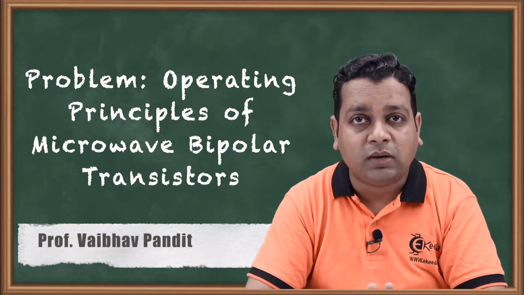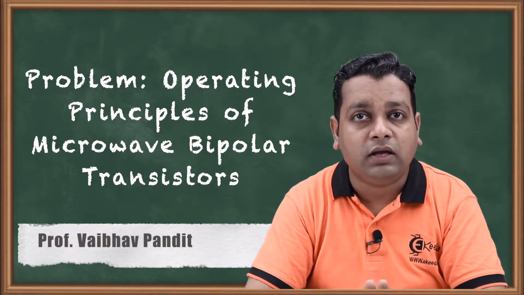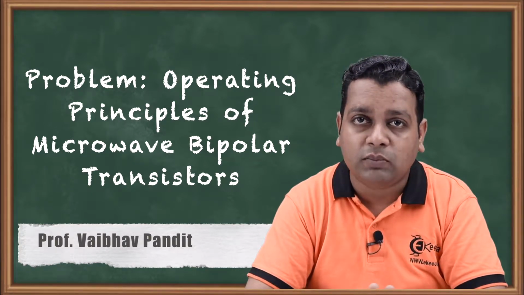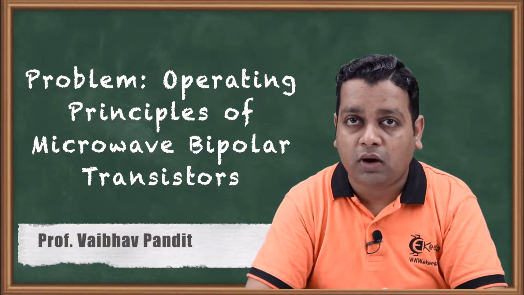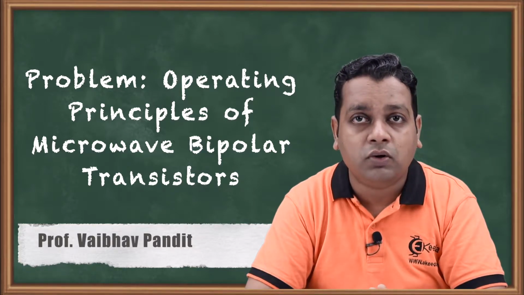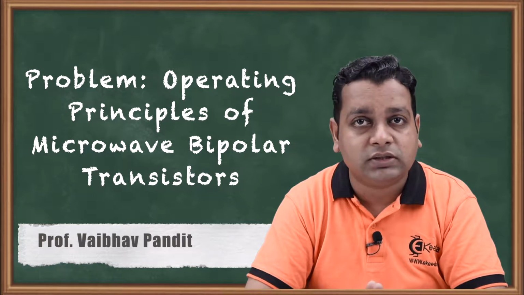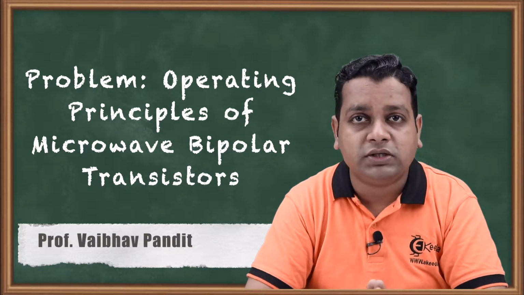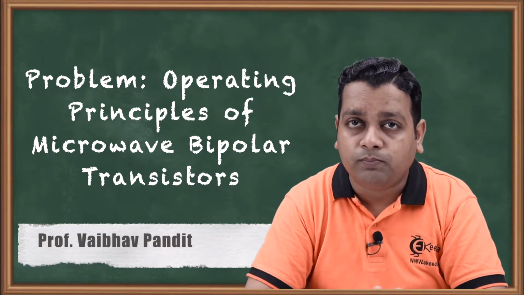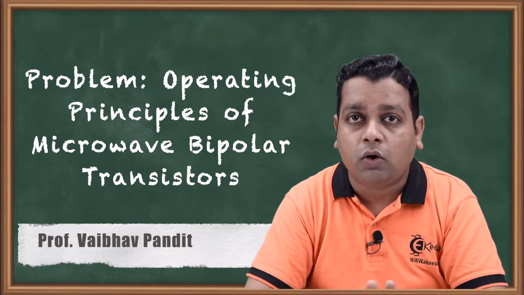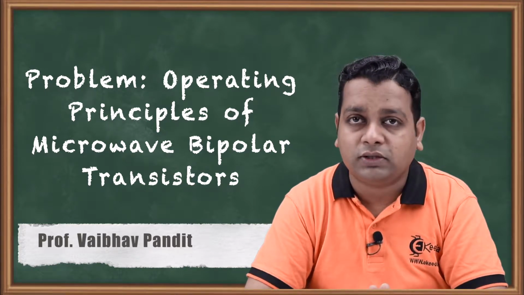Up till now, in the chapter of microwave transistors and tunnel diode, we started the introduction to how exactly the bipolar transistors can be operated for the microwave applications. We have also gone through what exactly the physical structures they have, the different configurations they have. Now, from the previous video, whatever the operating principles we have covered, let us solve a problem.